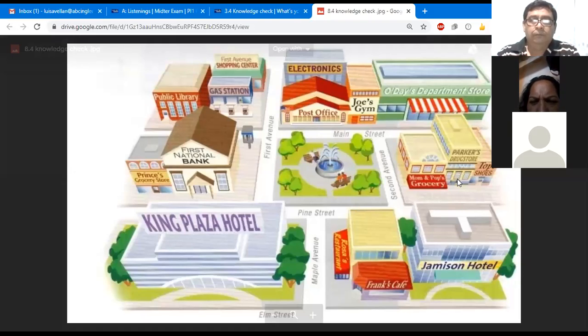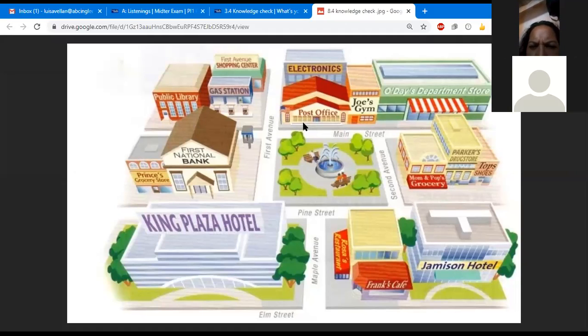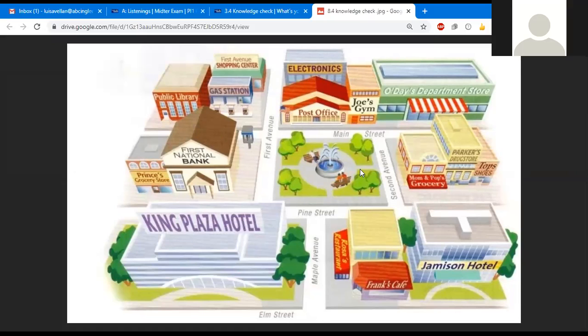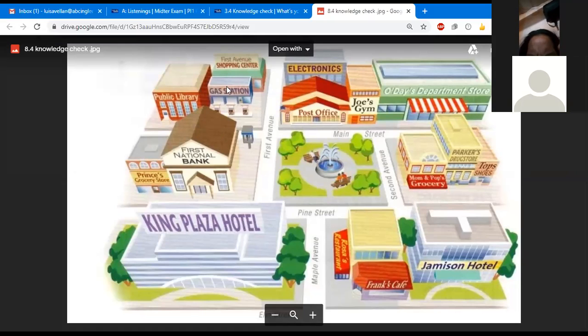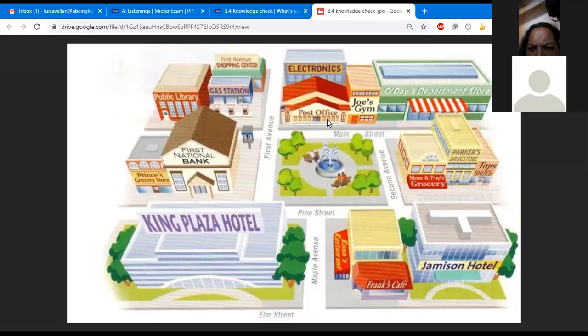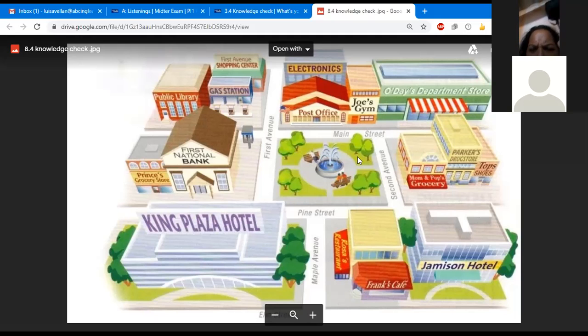Write some sentences individually, using next to. Remember, for example, the post office is on Main Street. The park is between the First National Bank and the grocery store. For example, you can say First Avenue Shopping Center is near the gas station, or near the public library, or close to the public library. Escriban cinco oraciones. Write five sentences using next to, on, behind, near, close, using this map, usando este mapa.